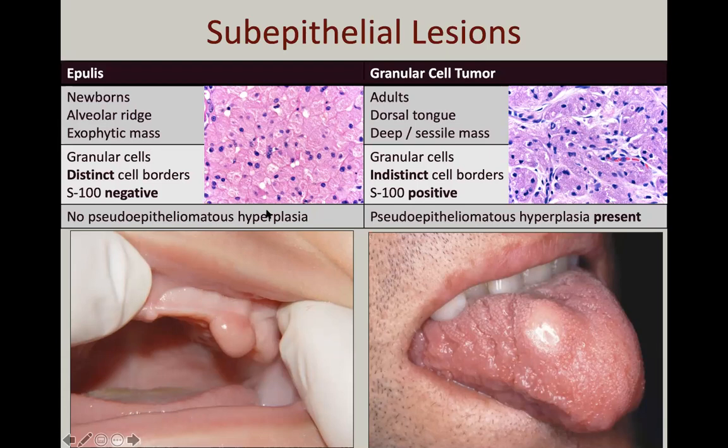Conversely, epulis is a tumor of newborns present on the alveolar ridge. So you can see this exophytic kind of pedunculated mass. These are not considered modified Schwann cells. They are not expressing your Schwann cell markers.